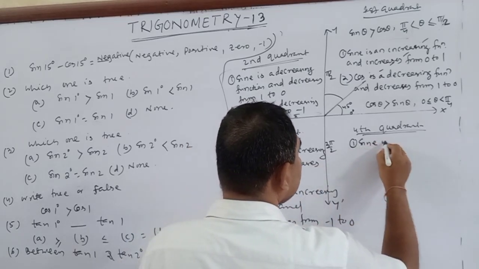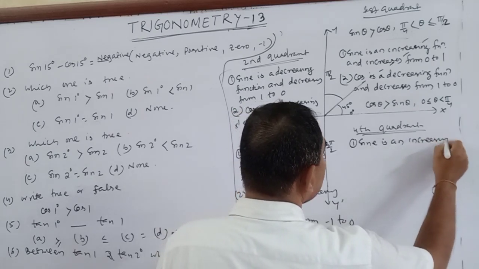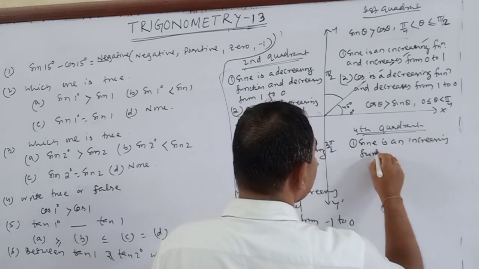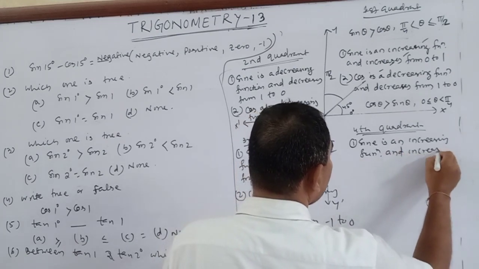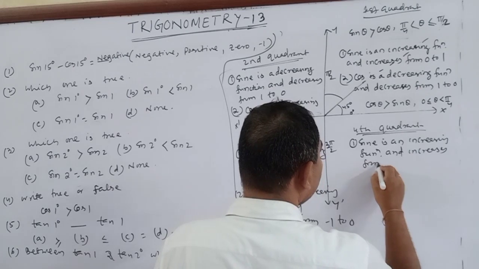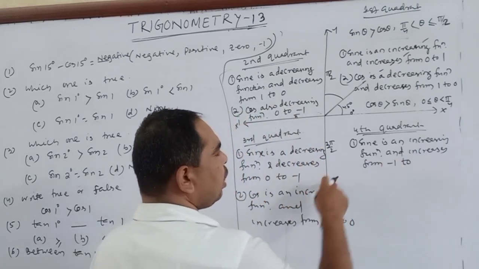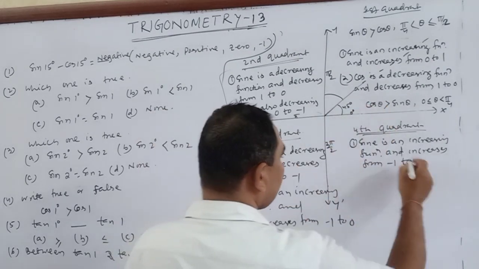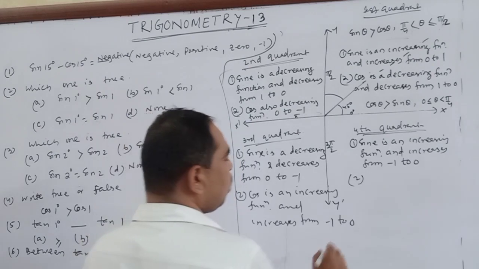Sin is an increasing function and increases from -1 to 0. Sin 3 pi by 2 is -1, sin 2 pi is 0. Okay, cos is also an increasing function.